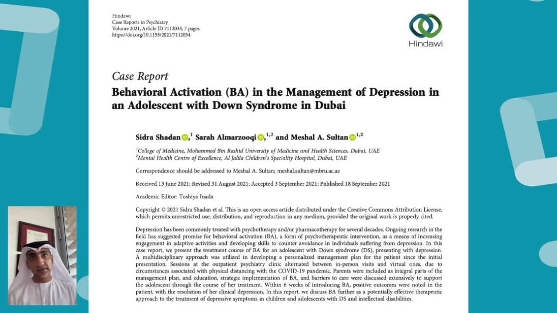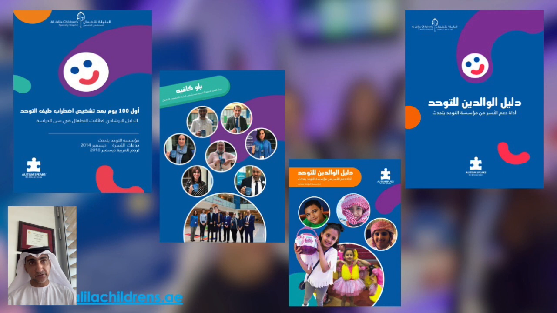And I also wanted to highlight that at Algeria Children's we have an educational program for parents of children with autism spectrum disorder, named Blue Cafe, where we provide information, training, and networking opportunities. And we also partnered with Autism Speaks to create a set of educational documents for Arabic-speaking parents, and more recently with the Emirates Autism Association, including the first 100 days document. For more information, feel free to visit the website of Algeria Children's.